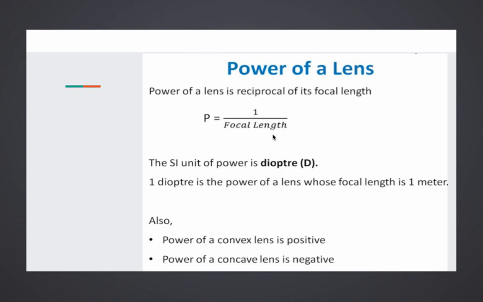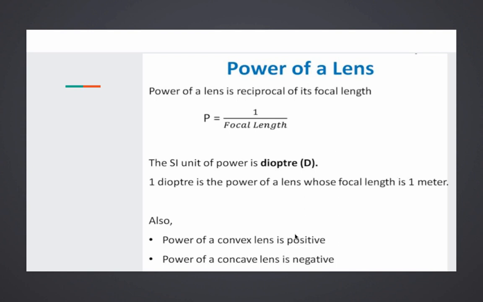Even if it is given in centimeter, the conversion to meter is a must. Clear, students? So the SI unit of power is diopter. One diopter is the power of a lens whose focal length is 1 meter. Now there are also two more important points I am sharing with you which are needed.